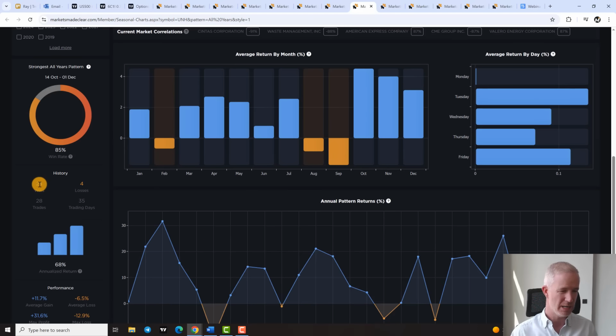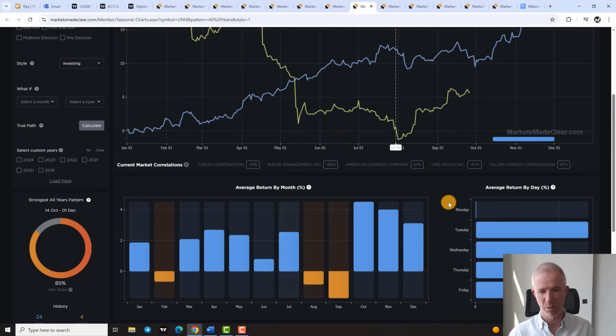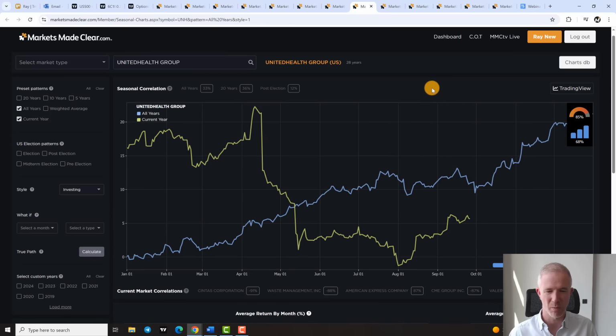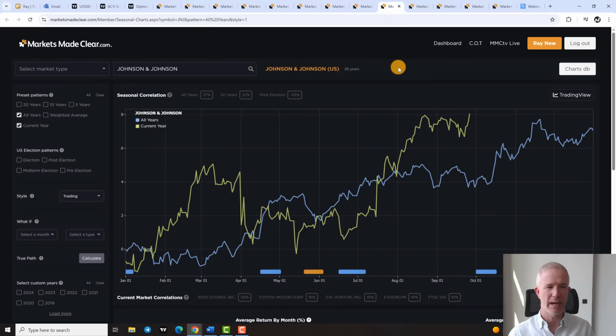So that's 24 years out of the 28. We've seen positive returns through this period. So it's something to be looking at. And even after that correction, I think there's been strong demand in here. We've got good volume. So we'll take a look at it in a second.